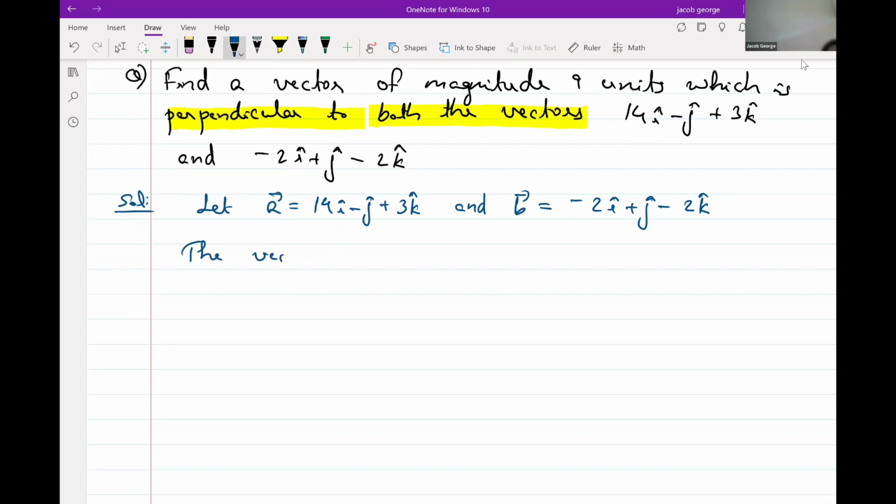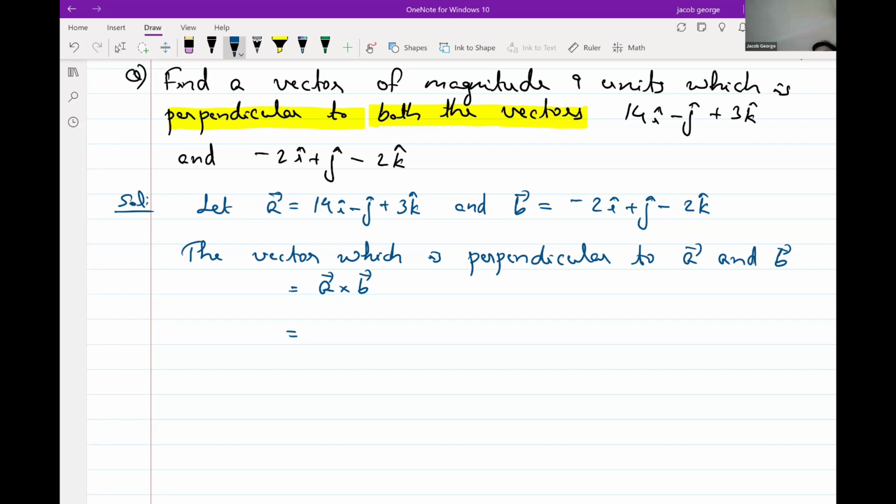The vector which is perpendicular to both vector A and vector B is vector A cross vector B. It is vector A cross vector B.